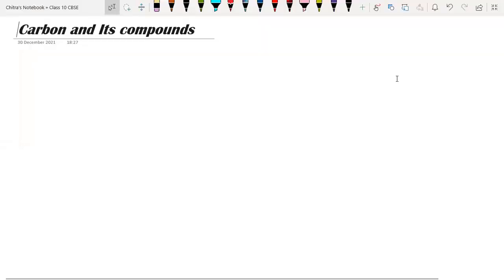Very good evening, everyone. We are going to start the new chapter, which is carbon and its compounds. Carbon is really a very important and versatile element. From when we wake up early in the morning till we go to bed, the whole day we are using products that are made up of different kinds of matter, but they contain mostly carbon atoms.